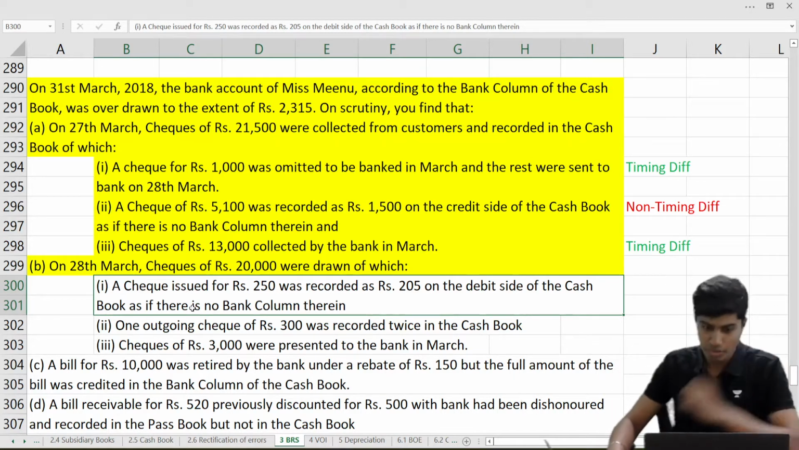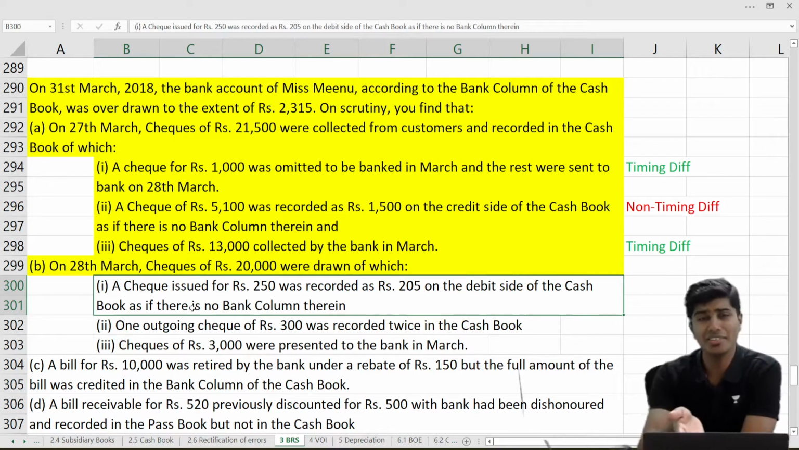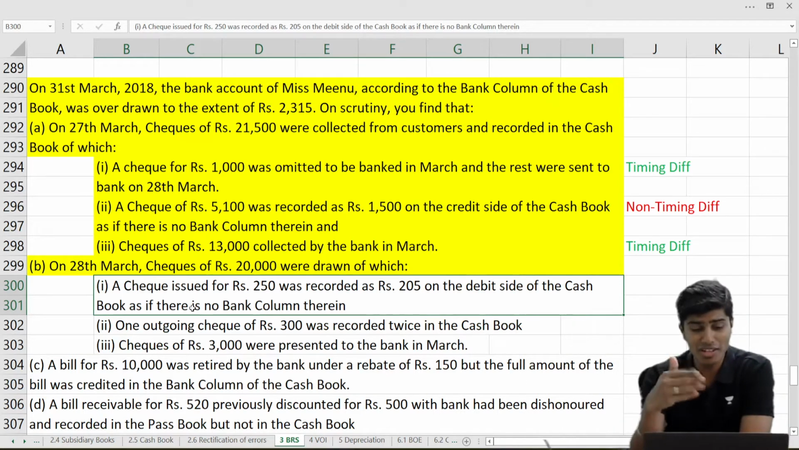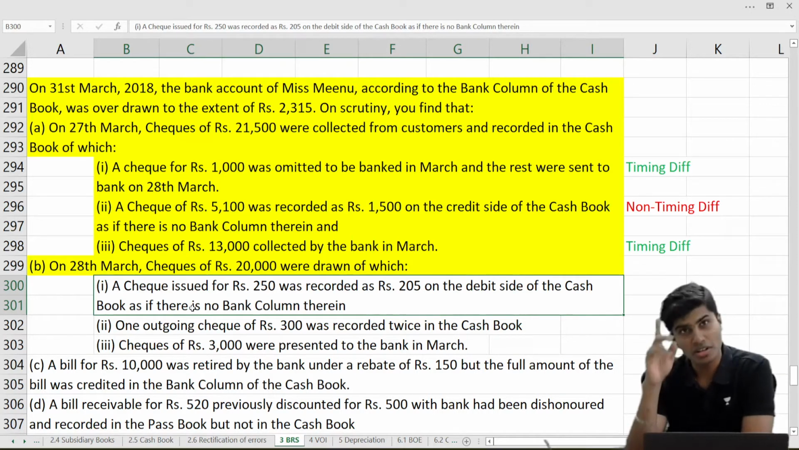Fine. Next. And this is written on the debit side. And again a mistake. When a check is issued, it is a payment, so it should be written on the credit side. They wrongly wrote it on the debit side. Writing 250 rupees as 205 is one mistake. Writing it on the debit side is another. Full mistake they've done.